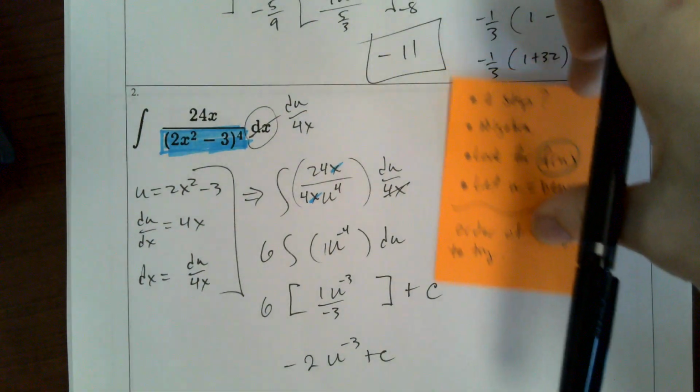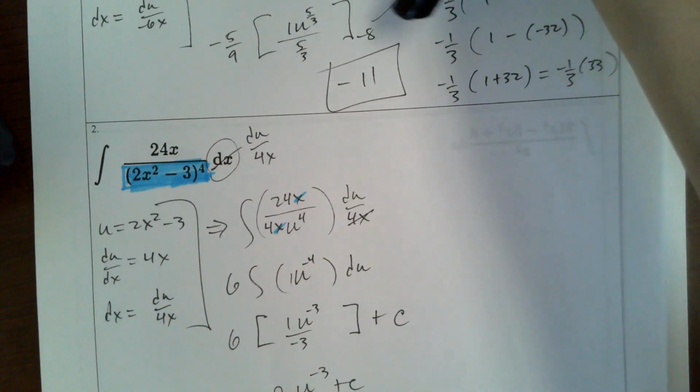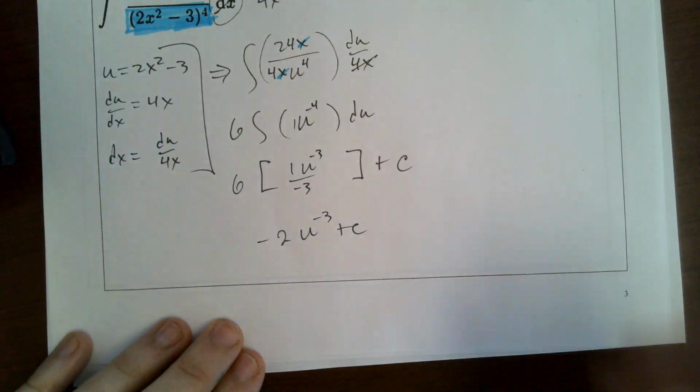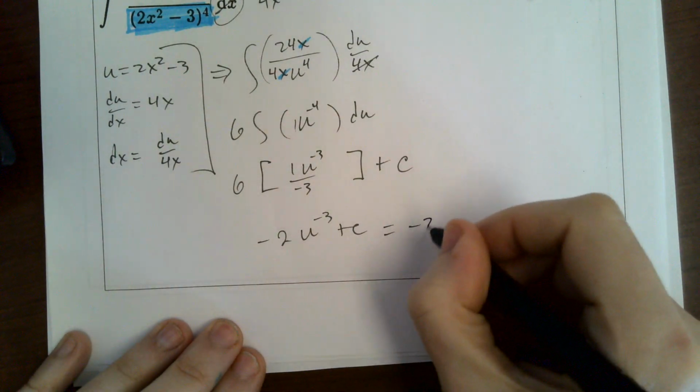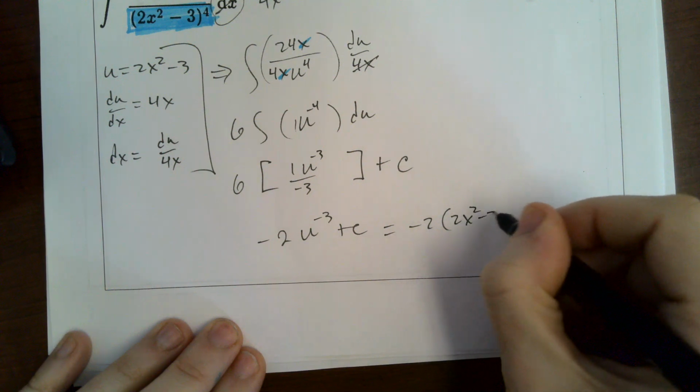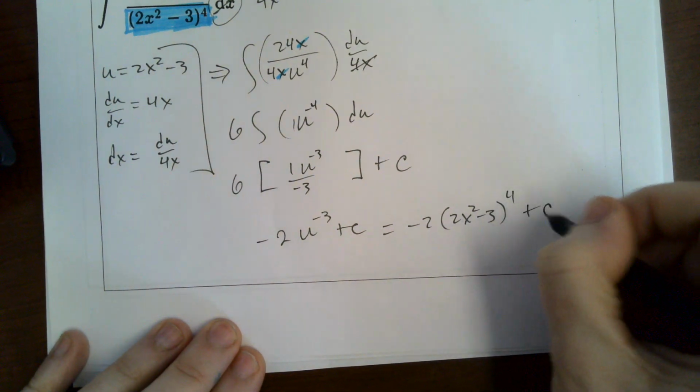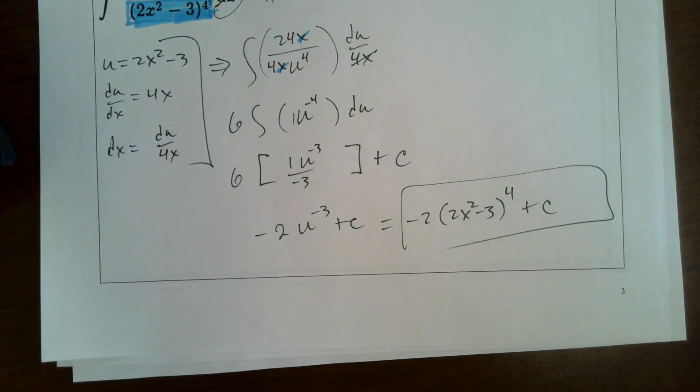Now, something you have to do for these indefinite integrals is plug the u back in. So this is negative 2 times 2x squared minus 3 to the negative 3rd plus c. And that is the answer.